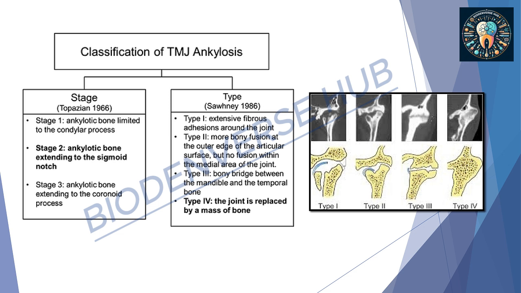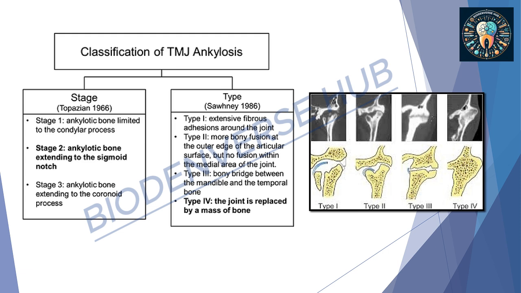After that, we will proceed with the types of TMJ ankylosis. So type 1 is extensive fibrous adhesions around the joint. Then type 2 has more bony fusion at the outer edge of the articular surfaces, but there is no fusion within the medial area of the joint. Type 3 has a bony bridge between the mandible and the temporal bone, and in type 4, the joint is replaced by a mass of bone. So these were the types of TMJ ankylosis.